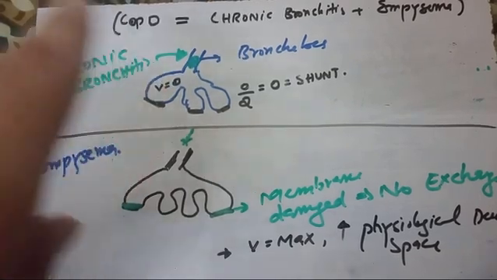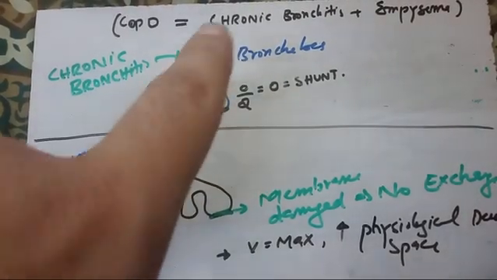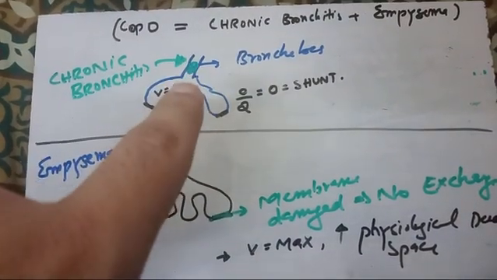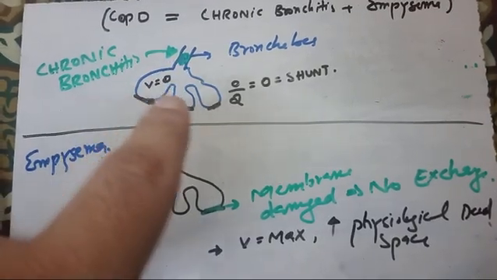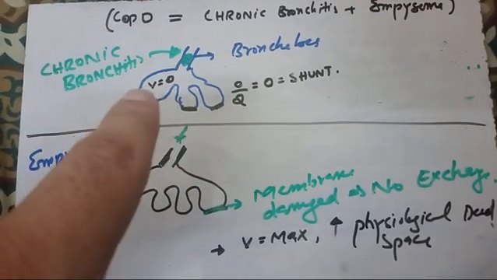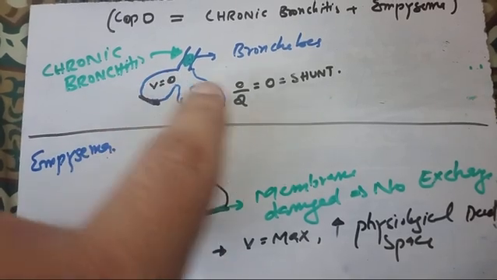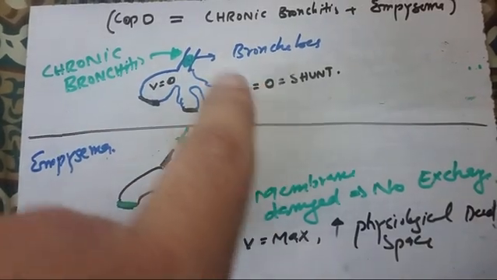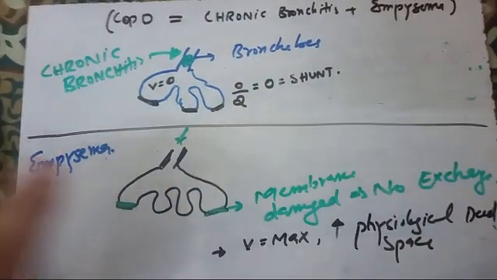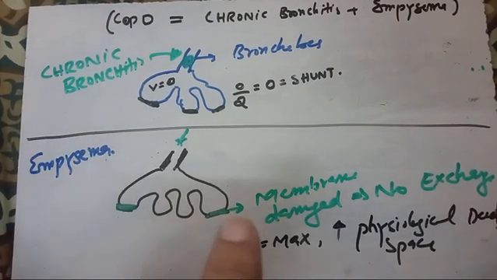So in chronic bronchitis, the main phenomenon is the obstruction of bronchioles by secretion. Whenever there is obstruction of a bronchiole by secretion, the alveoli distal to the obstructed bronchiole are not ventilated. So V is equal to 0. 0 divided by anything becomes 0. So V by Q is equal to 0. So this is shunt.